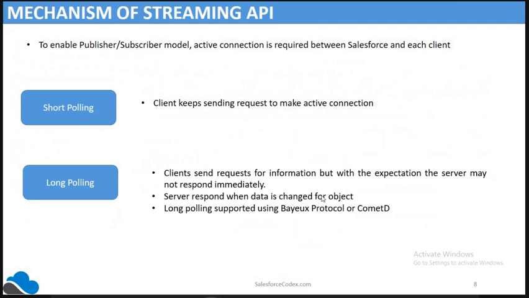The server responds when the data is changed for the object, and long polling is supported using the Bayeux protocol or the CometD library, which is a JavaScript library. So using this technology, our long polling concept works. There are mechanisms for any streaming API, which are all four: change data capture, platform event, generic event, and push topic.